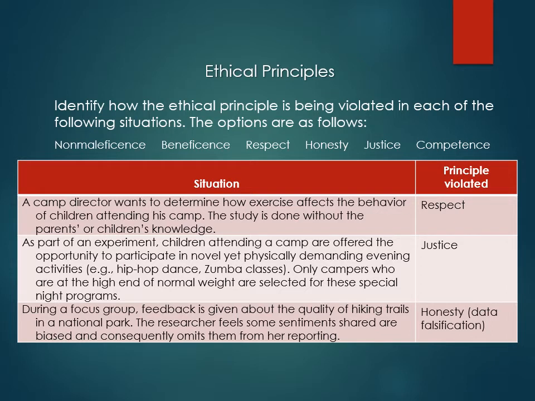Third one. During a focus group, feedback is given about the quality of hiking trails in a national park. The researcher feels some sentiments shared are biased and consequently omits them from the reporting. So this has to do with honesty and data falsification. We're not including data that we collected that is true and accurate as far as getting it from the participants. Leaving out data, so overall the data set is not accurate.